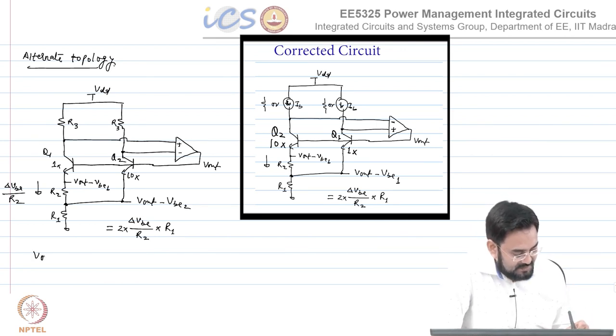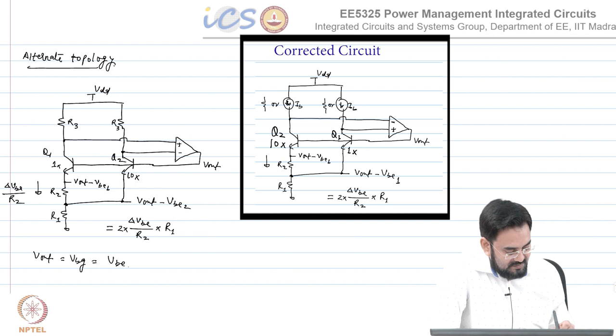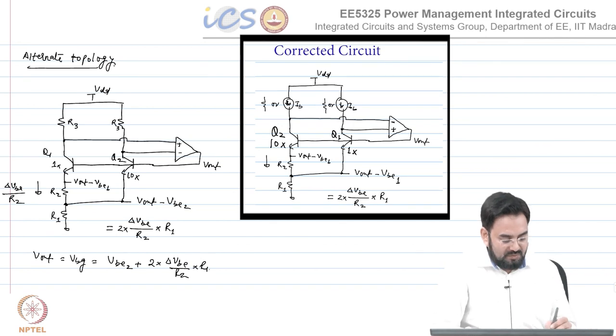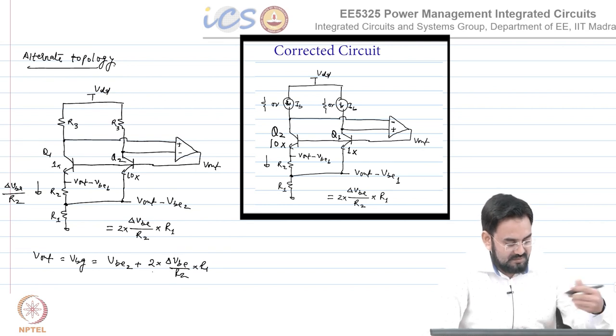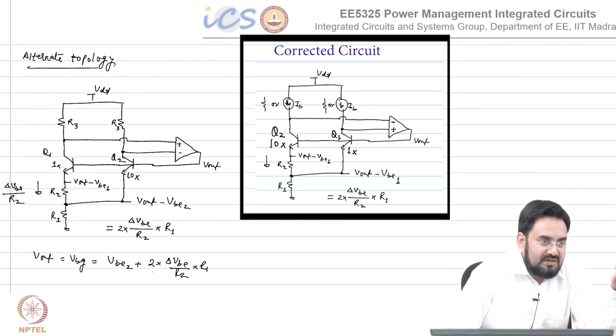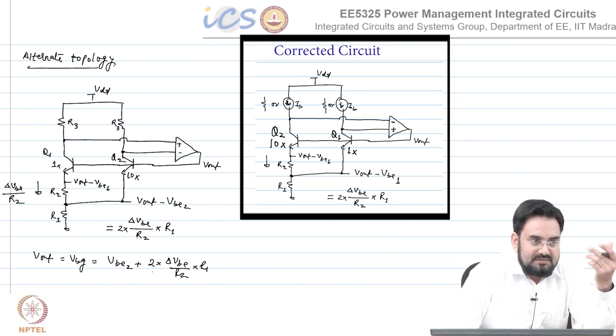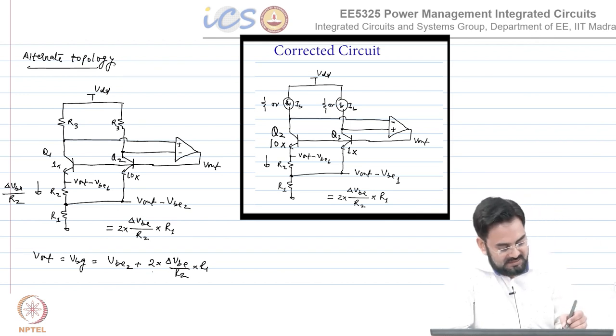So your V out is nothing but your band gap voltage, which is VB2 plus twice delta VB over R2 into R1. So the only difference is, if you choose the 10x here, the value required for your ratio of R1 R2 will be half here, because you have a 2x component. Otherwise, the rest of the things are the same.